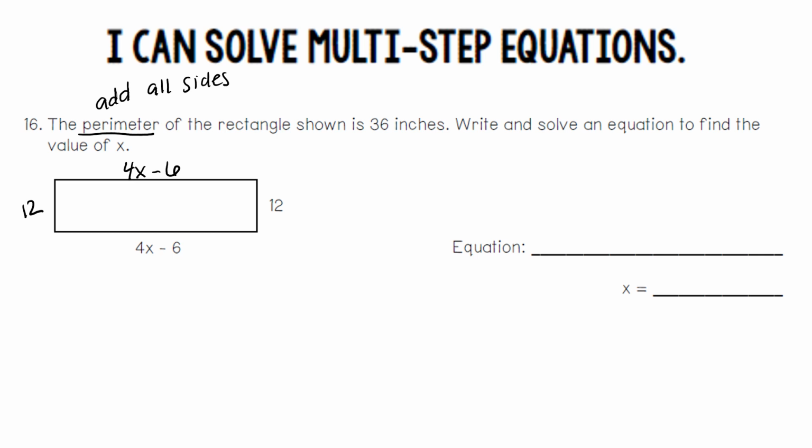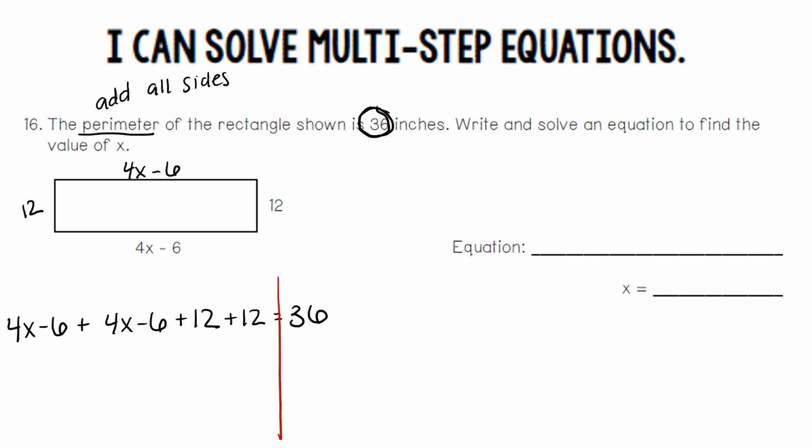We can combine all of those together, 4x minus 6 for the top. We're going to add the bottom, 4x minus 6. We're going to add the left, 12. We're going to add the right, 12. And the problem tells us that our total is 36. So we can put equals 36 at the end.